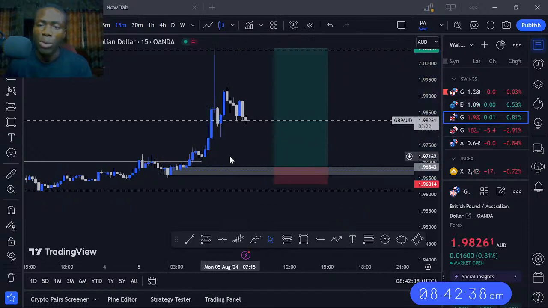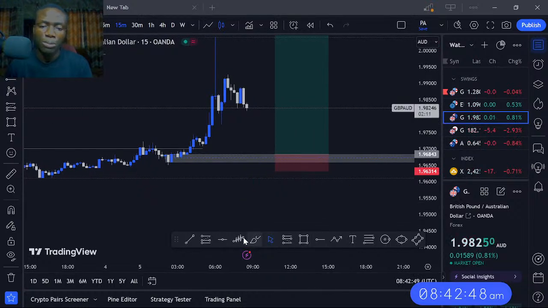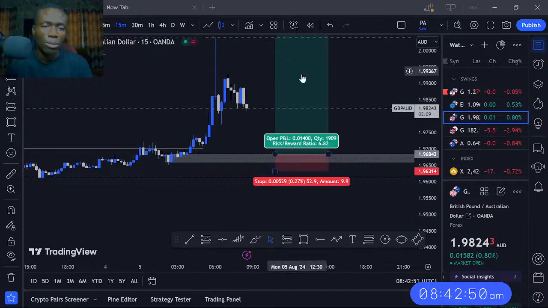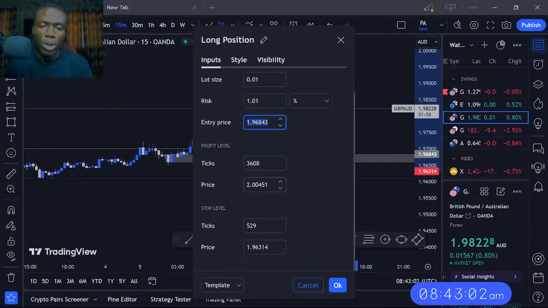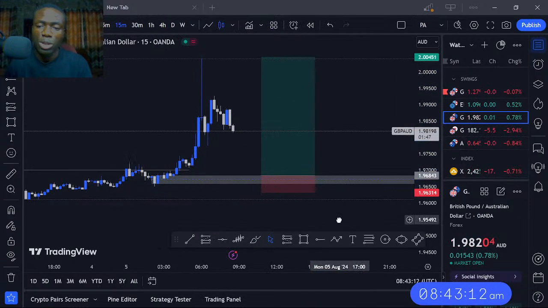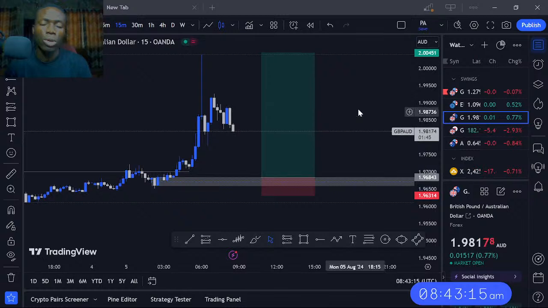Market is currently at 1.98261. So our entry is waiting for this market to come back to 1.96843. So here is GBP AUD. Let me just click on it. GBP AUD is simply buy from 1.96843. We are looking for buys from this point, and then our take profits at 2.0. So if we buy at this point, we should be taking our profit at 2.0, and then our stop loss positions will be at 1.96314. That's very close, instant stop loss position. So yeah, this is our entry on GBP AUD.